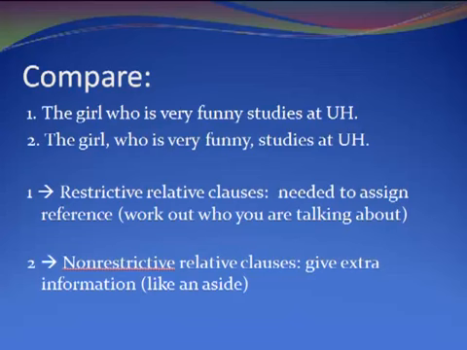But you can also have the girl, who is very funny, studies at UH. Now you get a very different intonation pattern, and here what you have is a kind of aside. You're talking about the girl, and we all know who that is, and you're saying as a little aside that she's very funny, and then the main thought is that the girl studies at UH. That's what we call a non-restrictive relative clause. It gives a little bit of extra information, but you don't need that information to work out who is being talked about.